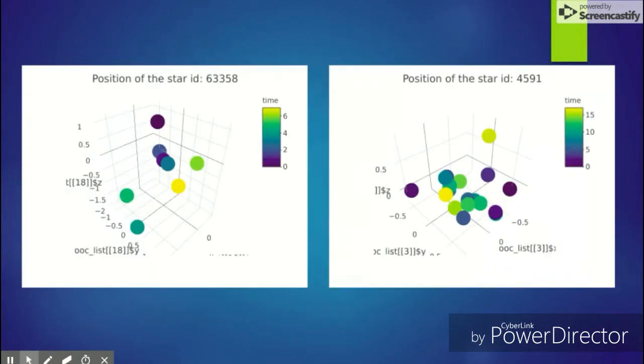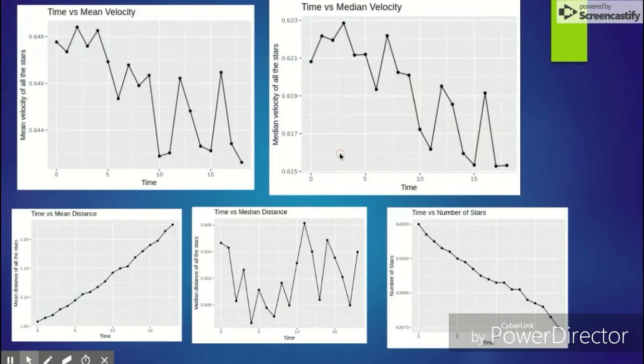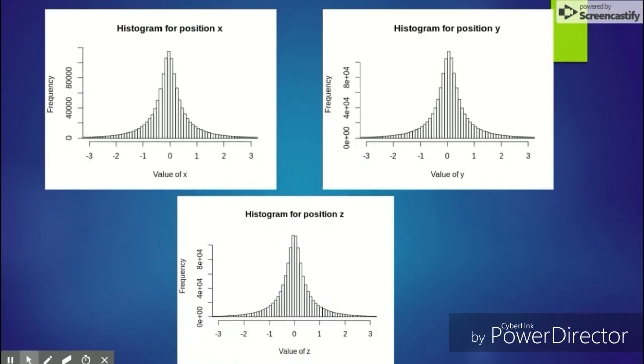Here are plots of stars which have left the cluster and they are pretty random, which means that the timestamps were far apart. Here are some graphs which reinforce our assumptions of the star cluster movement. Histograms were done for the positions x, y, and z, and the histogram is used for the regression part.